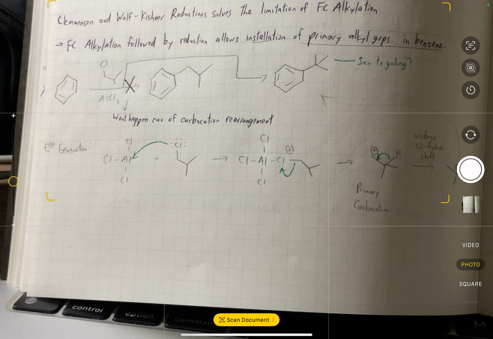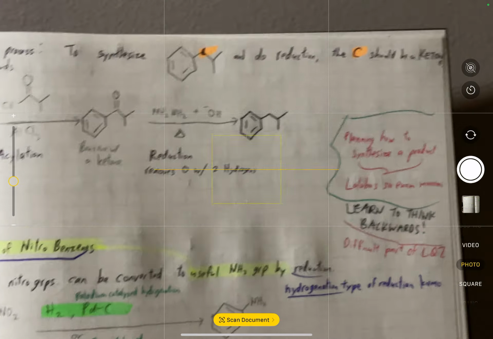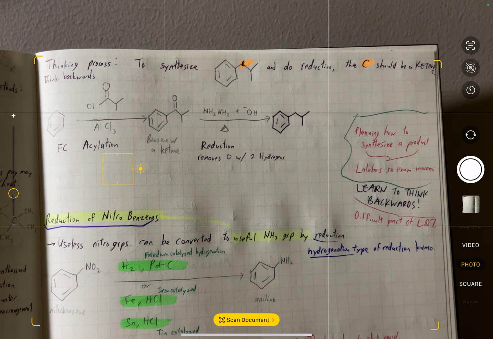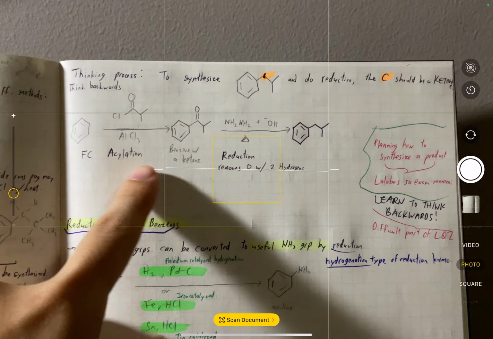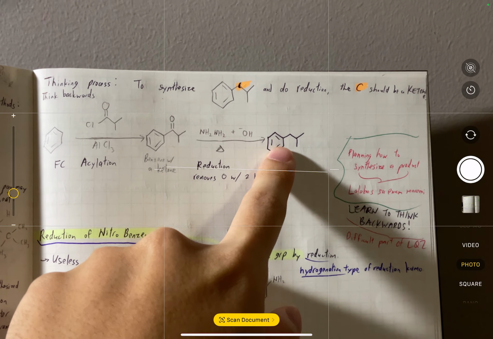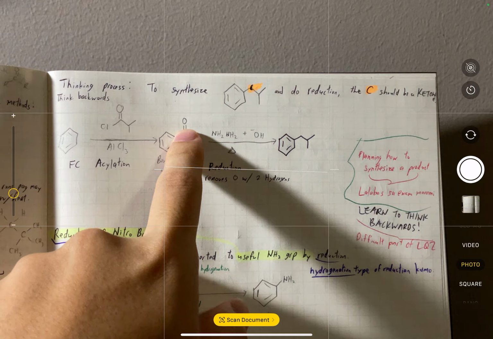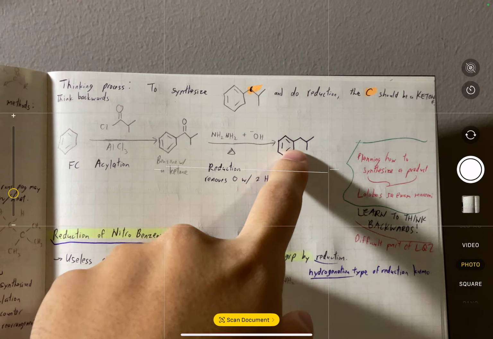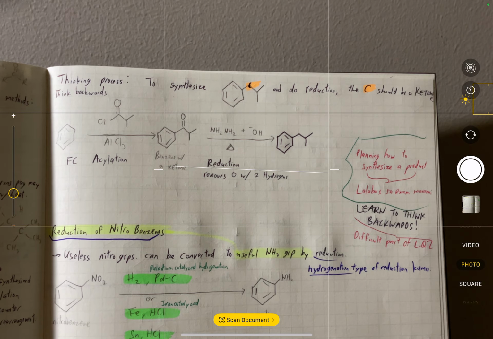I need help when it comes to the carbocation rearrangement. So yes, this is the one. Acylation, then reduction by Wolff-Kishner. This is your product. Basically, you remove the oxygen. This is what you have left.